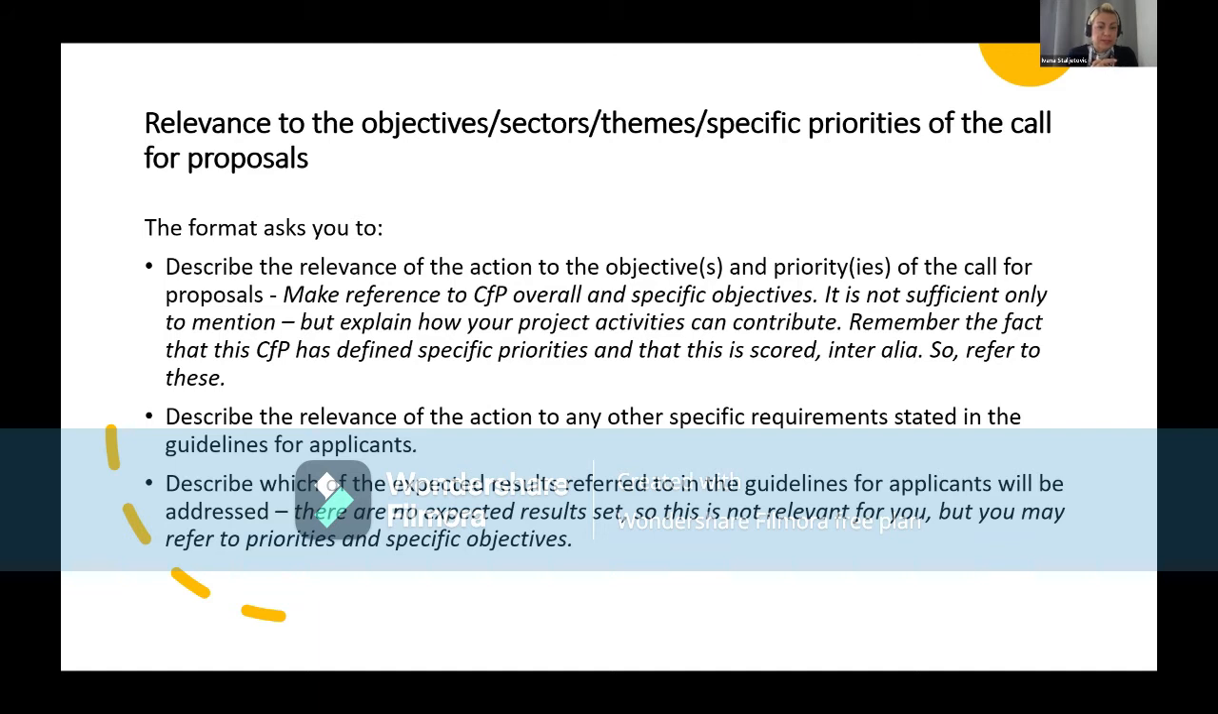Okay, you should also describe your relevance of the action to any other specific requirements from the guidelines for applicants. And you should describe which of the expected results will be addressed. Here, we don't have expected results defined in the guidelines for applicants. We have priorities and specific objectives. So you have more space here to address and to refer to priorities of each lot to which you are applying.